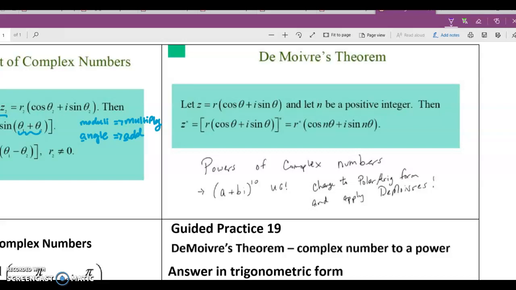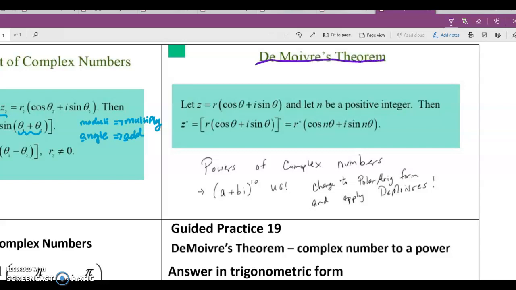Welcome to video number 2 for today. So we are going to take what we did in our last video, which was the product and quotient of complex numbers, and we're basically going to expand that. If we're trying to multiply more than two things together, to do that we use DeMoivre's theorem.